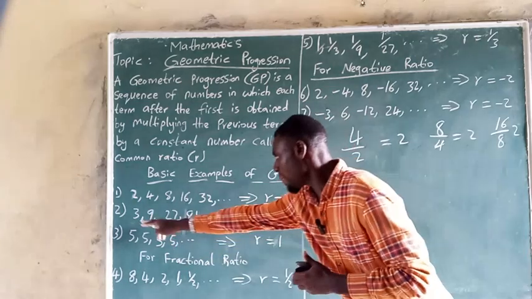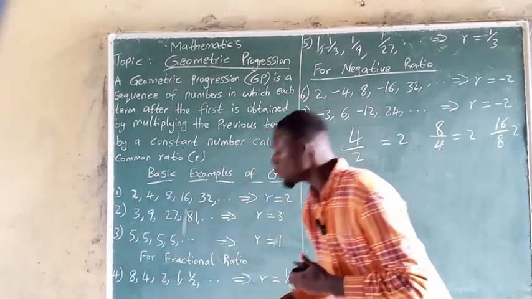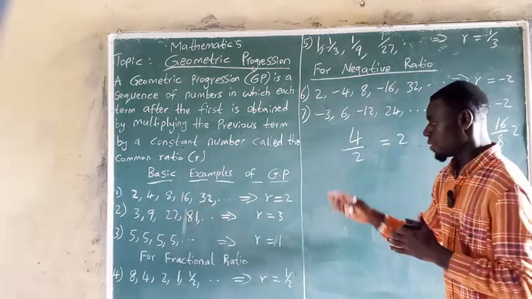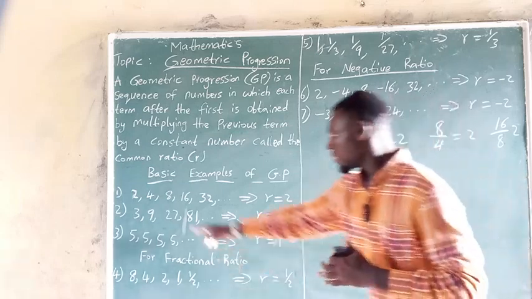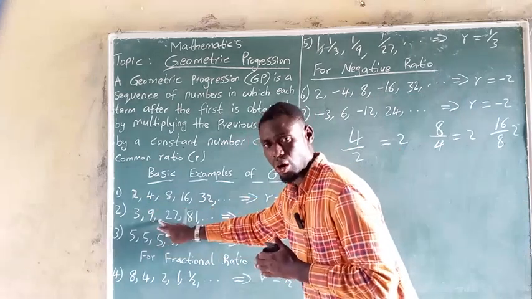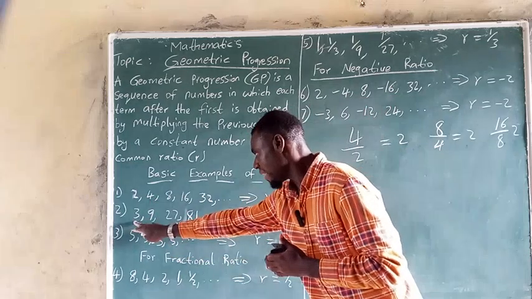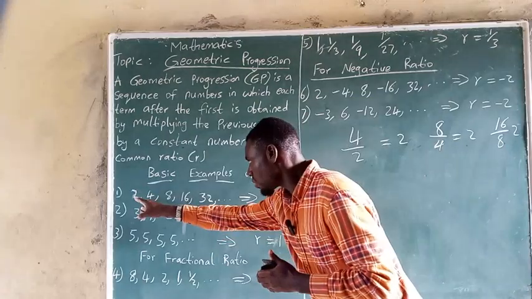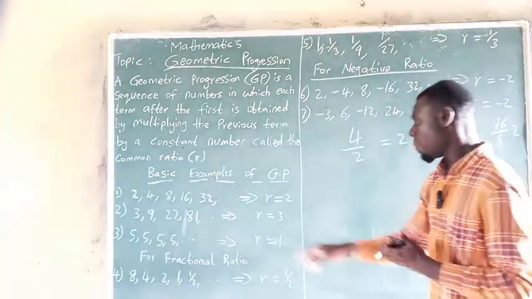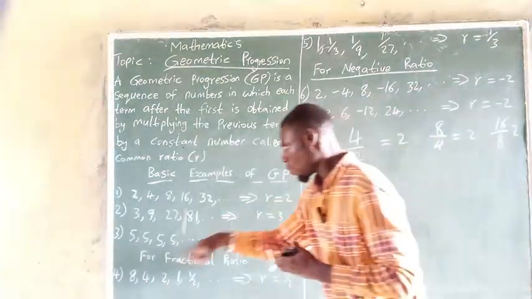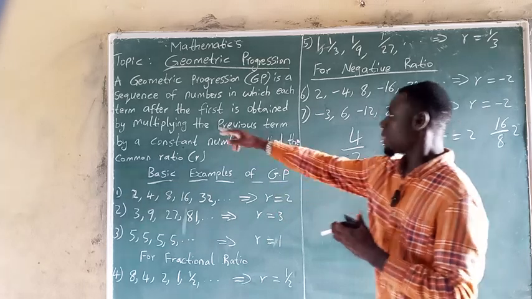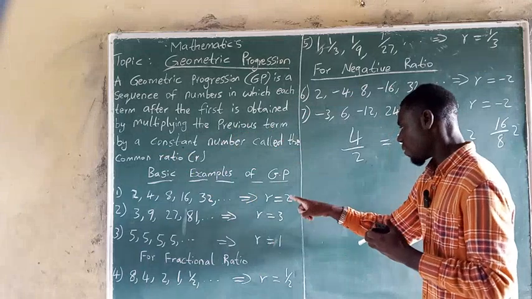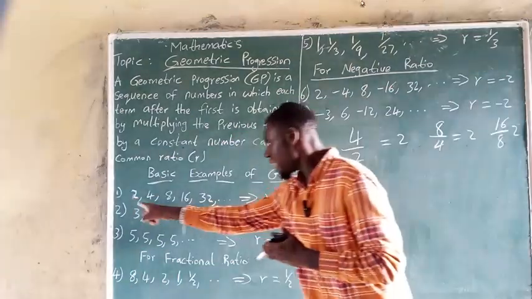Now let's come to example 2. The common ratio of each sequence differs. The common ratio of this might not be the common ratio of this. Now let's observe something. We have 3, 9, 27, 81. Let's go to number 1 again. If we say the common ratio is 2, let's multiply, because we said you multiply the previous term by a constant number. The constant number is this common ratio, which is 2. Now multiply this first one.